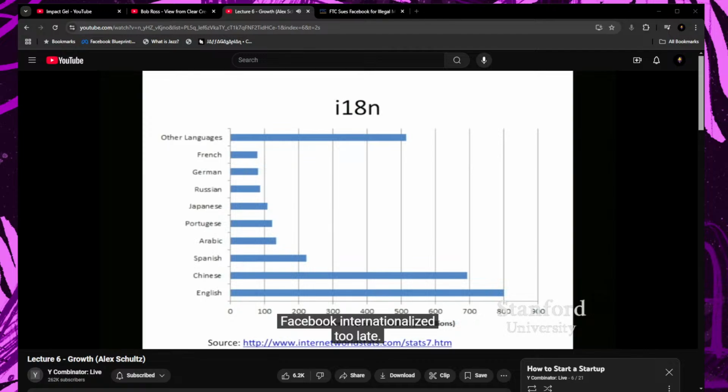Facebook internationalized too late. Sheryl said it broadly in public, and I definitely agree with that. One of the biggest barriers to our long-term growth, and one of the biggest things we had to deal with, was all the countries where there were clones. Famously, StudiVZ had fakebook.css in their HTML.